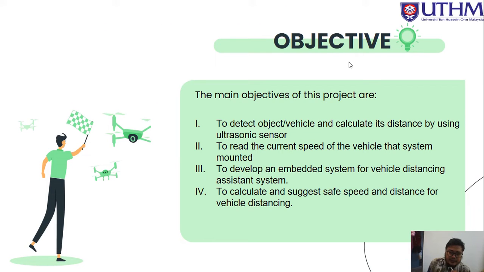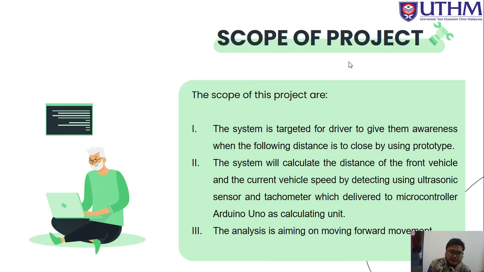For the objectives: to detect an object or vehicle and calculate its distance by using an ultrasonic sensor. To read the current speed of the vehicle that the system is mounted on. To develop an embedded system for a vehicle distance assistance system. To calculate the suggested safe speed and distance for vehicle distancing.